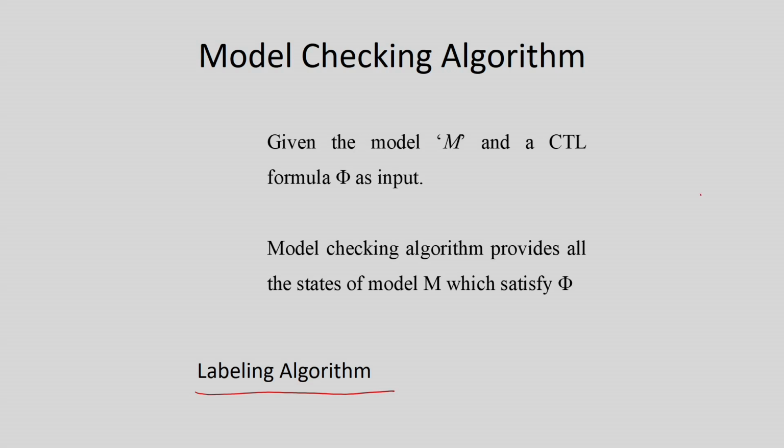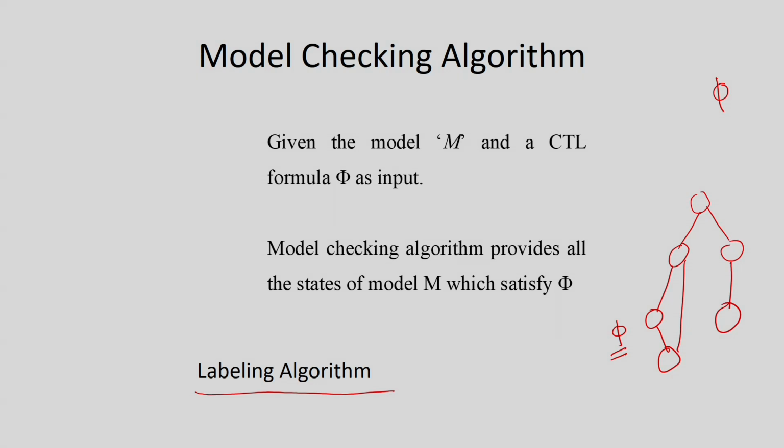So, if this is a model that we have, and phi is a formula, and phi is true in this particular state, then we are going to label this state with the given formula phi. Now, we will see how we are going to label this particular phi, or how we are going to check the truth values of this particular phi.